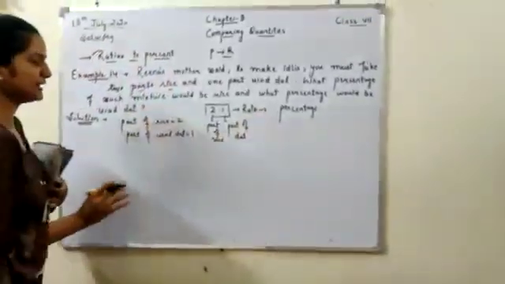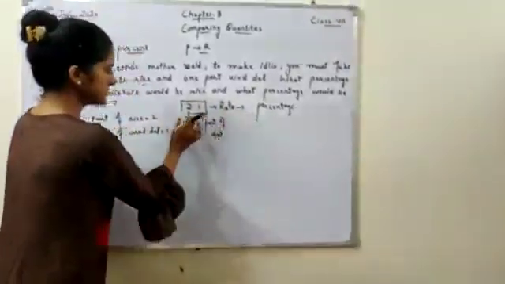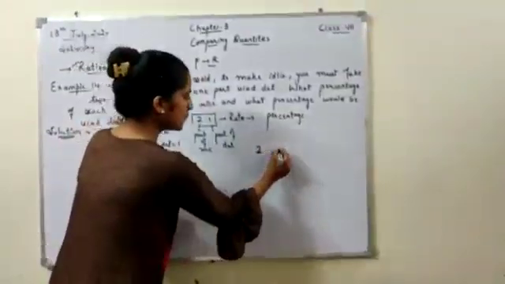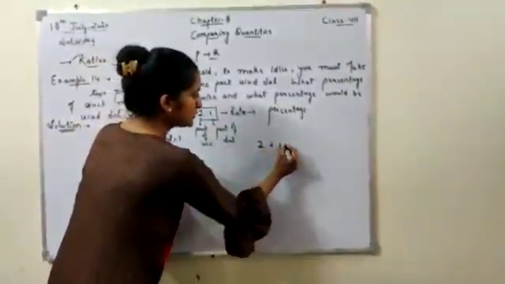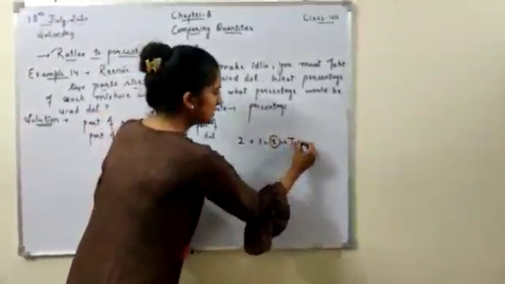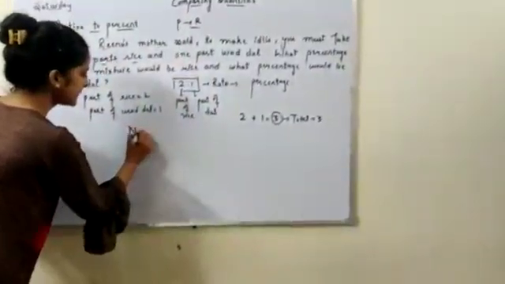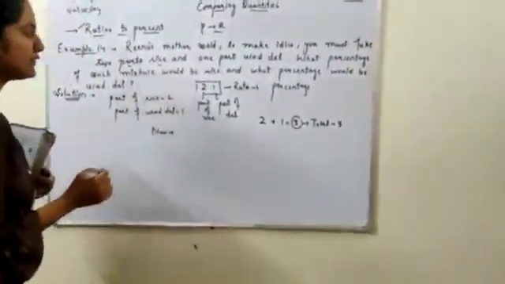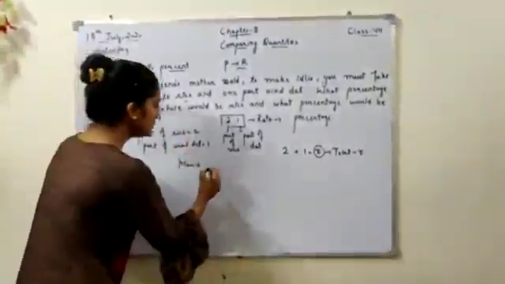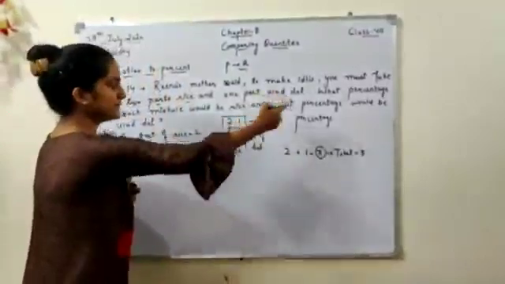So how can we find it? See, there is a formula. Now we want to find the percentage. So how will you find? See, 2 of rice, 1 of dal. So total is 3. It means total is 3. So now how can we find it? First of all, we'll find the part, then we'll find the percentage.